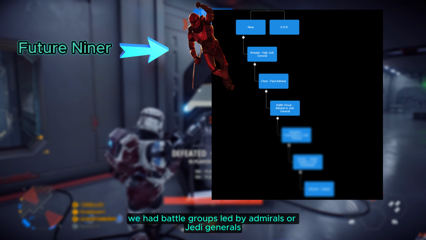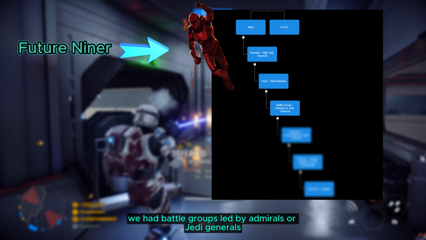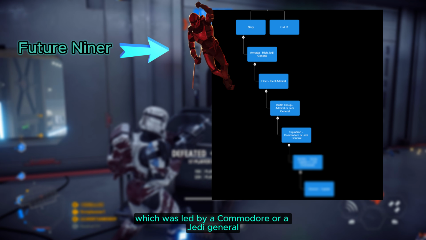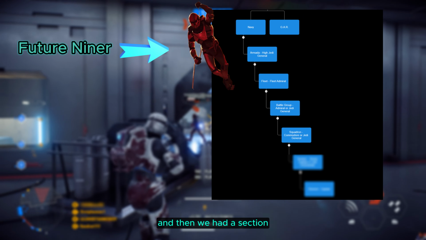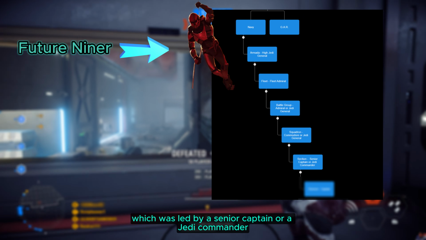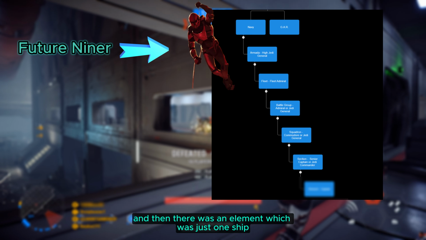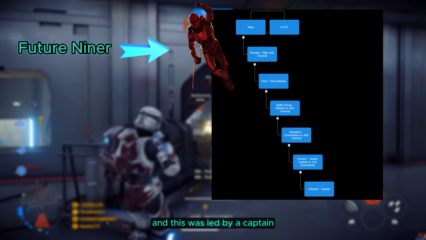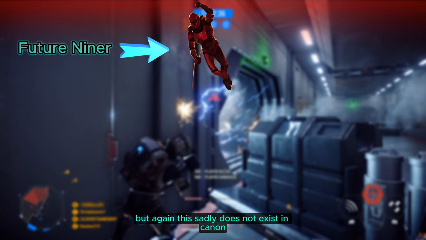Under fleets, we had battle groups led by admirals or Jedi generals. Under that, we had a squadron, which was led by a commodore or a Jedi general. And then we had a section, which was led by a senior captain or a Jedi commander. And then there was an element which was just one ship, and this was led by a captain. But again, this sadly does not exist in canon.